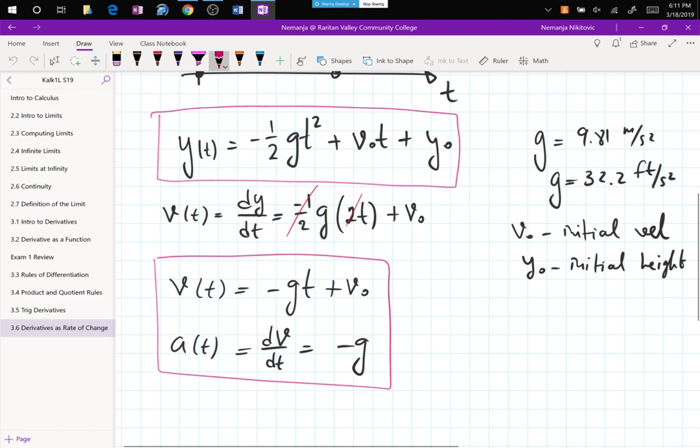So I can calculate the height of the marker at all times. If you are interested in what's happening at 2 seconds, you plug in 2. I can calculate velocity at 2 or 3 or 5 seconds. Acceleration is always this, right? And we can calculate max height.